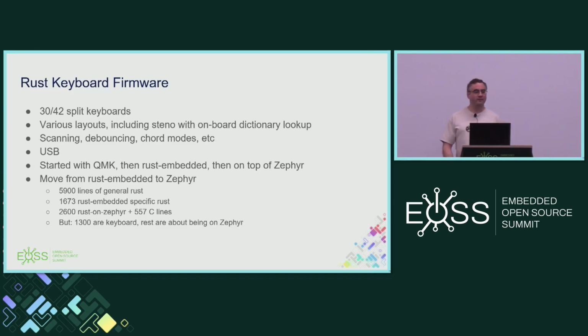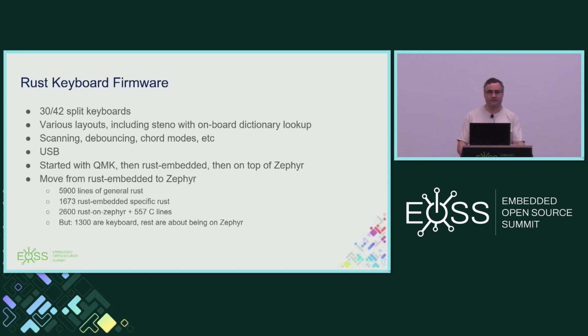These are either 30 or 42 key split keyboards. Various layouts. They have onboard steno translation with the dictionary. It's a little over 4 megabytes, with all kinds of fun, exciting algorithms that I would never want to try to implement in C. The code does scanning, debouncing, chord modes, USB, all this stuff. And I started with QMK, like a lot of people do.